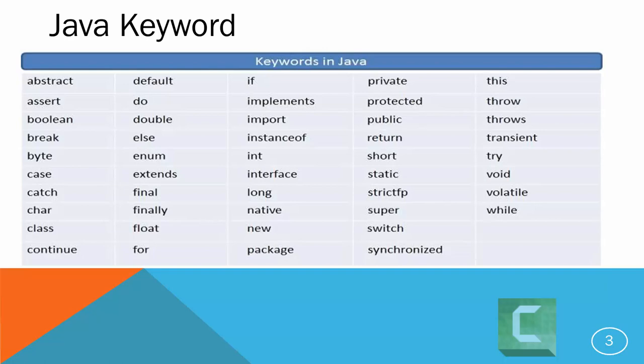Class is very much used when you create a class. Float is again a primitive data type. New is used when you are trying to create the object of any class. Switch is again used with case. Continue is used for handling loops. For is again for loops. Package is used when you are bundling your Java code into a package, and synchronized is used when you are handling concurrency. So these are the keywords which are very frequently used in your programming.